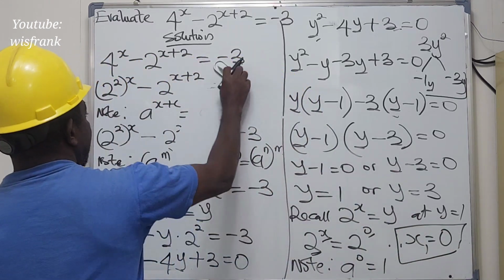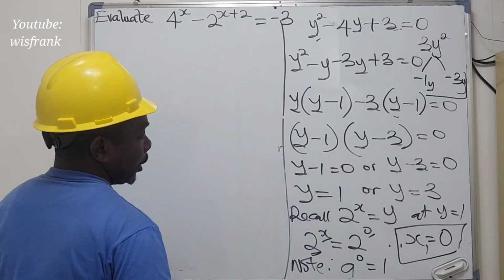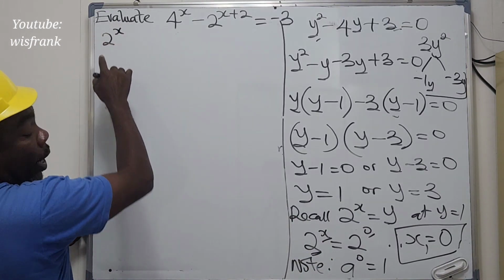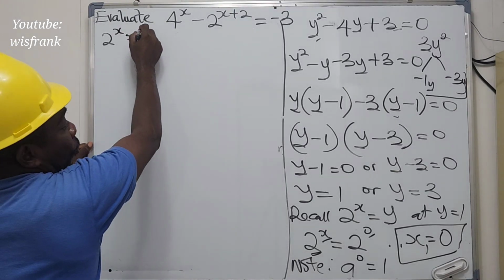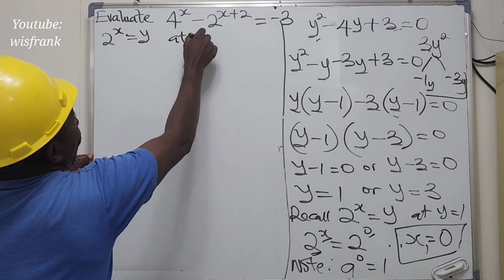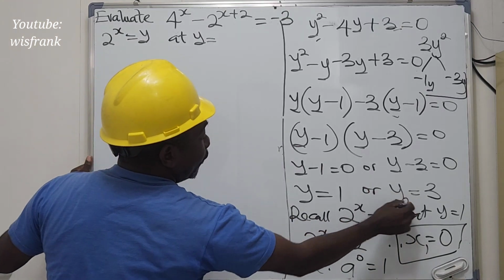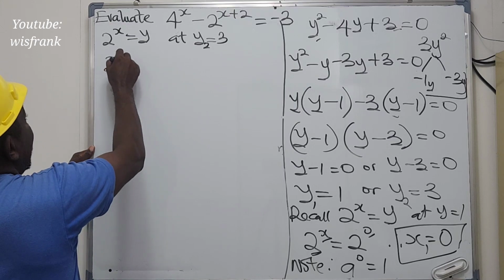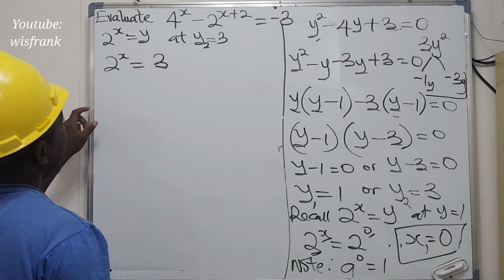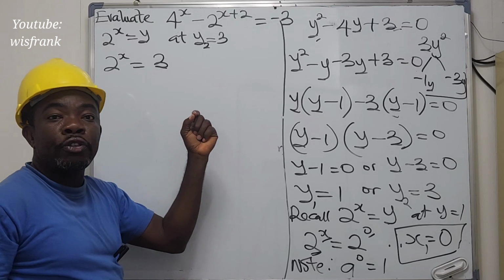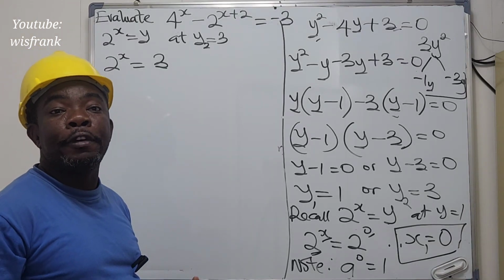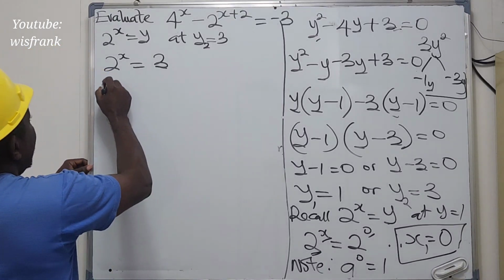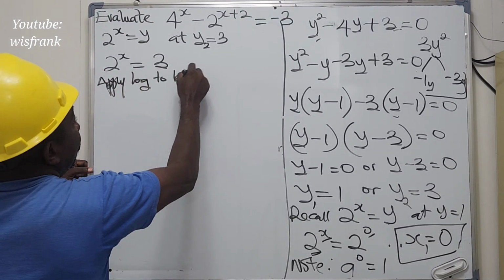So the second value of x that we have, as we said, 2 to the power of x equals to y at y equals to 3. That is the second value of y. Y equals to 3. So in this case, 2 to the power of x equals to 3. Here we have different base. There's no way we'll be able to solve this since we have different base. So in this case, we need to introduce log to both sides. So we say, apply log to both sides.